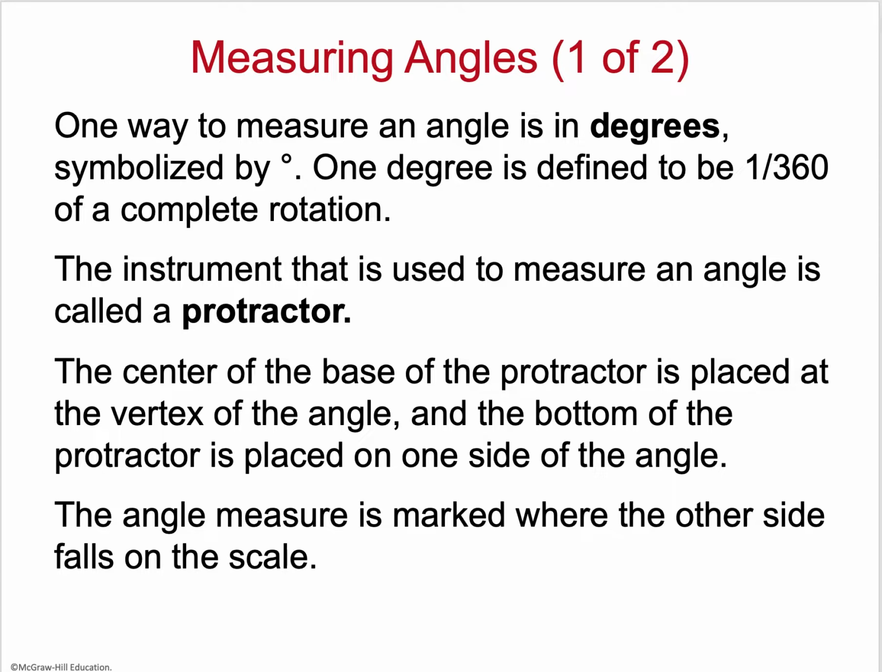Angles have some specific classifications. They can be acute, they can be right, or they can be obtuse. An acute angle is an angle between 0 and 90. A right angle is exactly 90 degrees, and an obtuse angle would be an angle that's between 90 and 180. A straight line is exactly 180 degrees, and it forms a straight line.